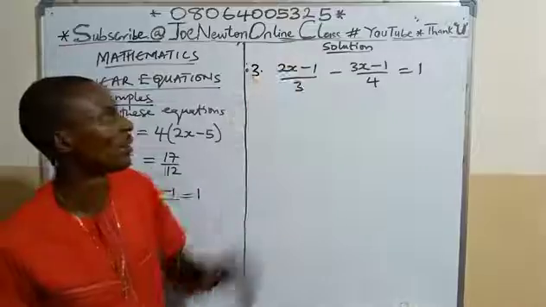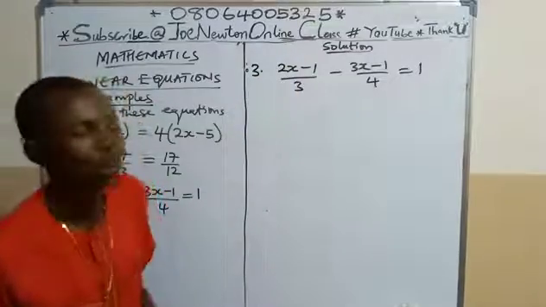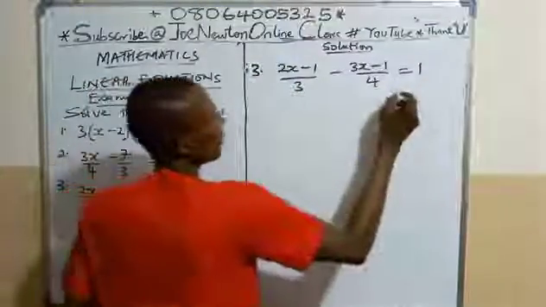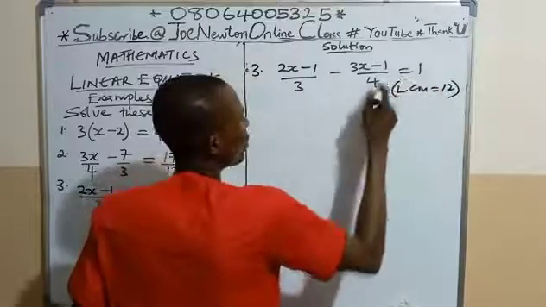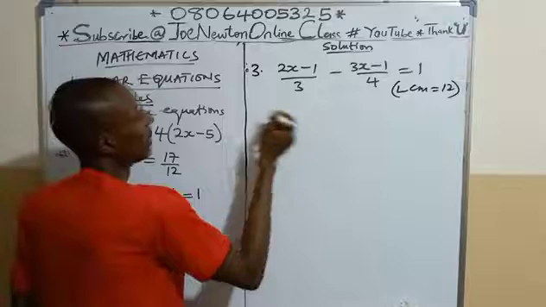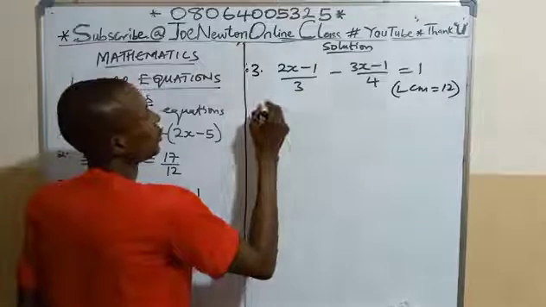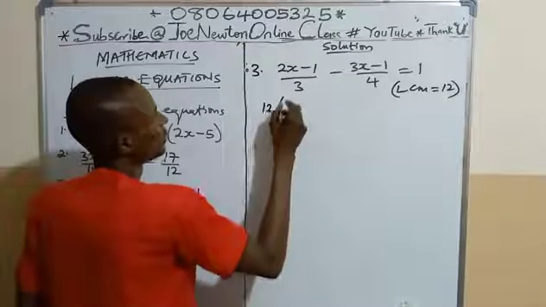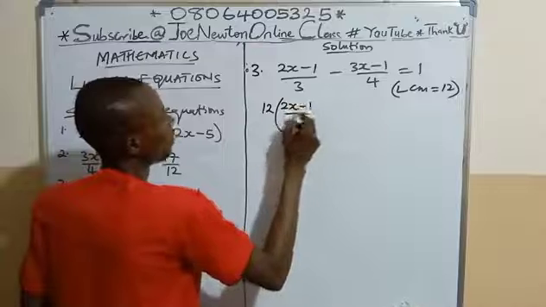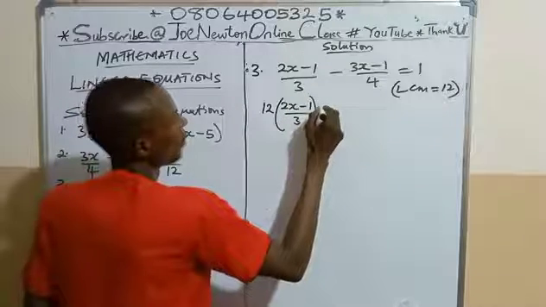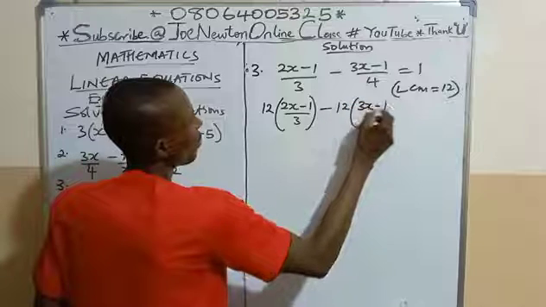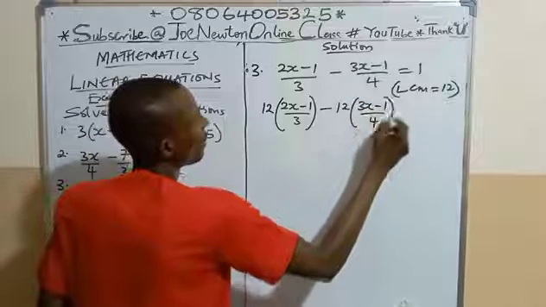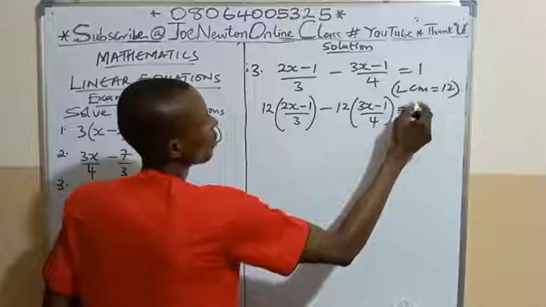There's double expression up here. So what we need to do is just find the LCM of the denominators. And the LCM from here is also what? 12. LCM of 4 and 3 is 12. Okay. We now continue. We now have 12 bracket 2x minus 1 over 3 bracket close minus 12 bracket 3x minus 1 over 4 bracket close equals what?